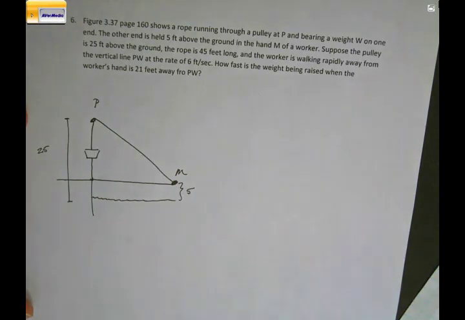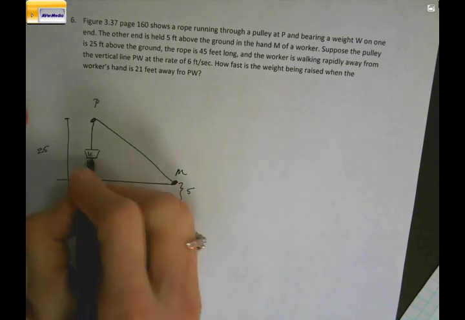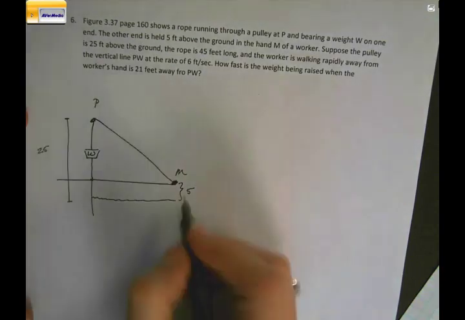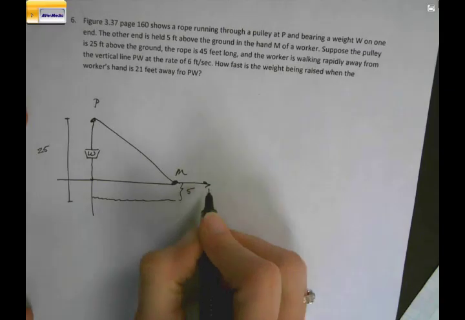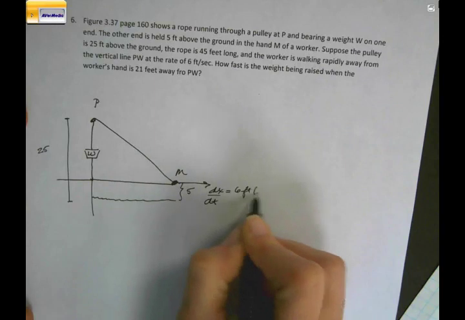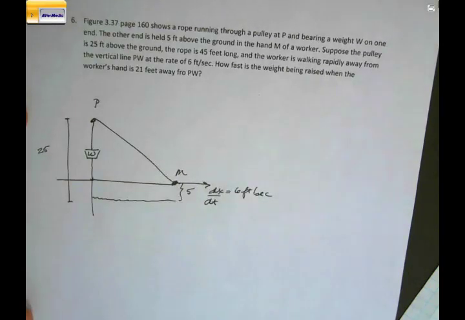Suppose the pulley is 25 feet above the ground. The rope is 45 feet long, and the worker is walking rapidly away from the line PW, and the weight's supposed to be W, from the line PW at a rate of 6 feet per second. I think the weight was W, maybe the origin was W. This guy is moving this direction. We're going to call it dx/dt at a rate of 6 feet per second. Let's hope all the units are the same here. Feet and feet. Okay, we're good. How fast is the weight being raised?